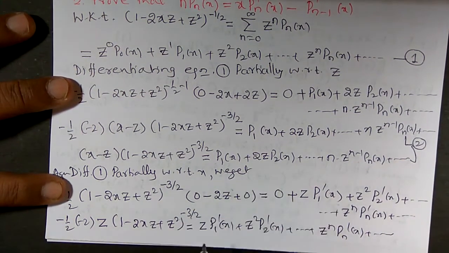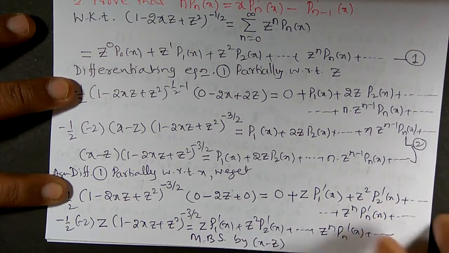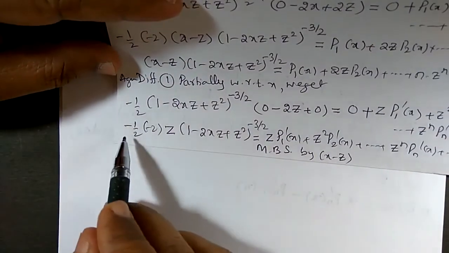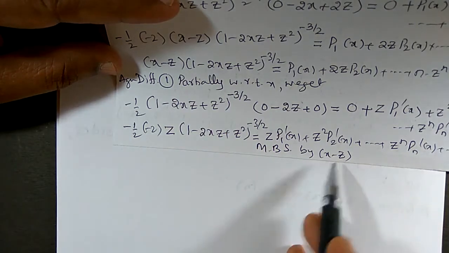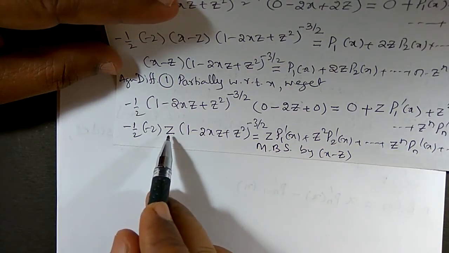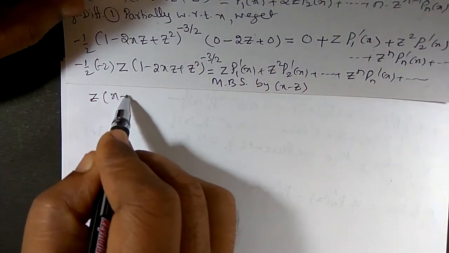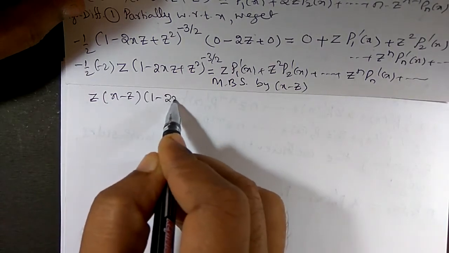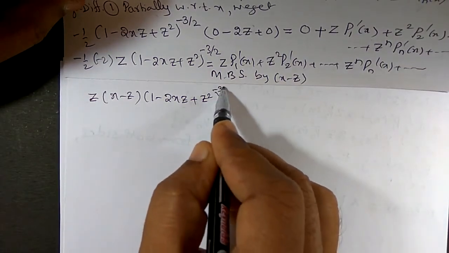So now I want to multiply both sides by x minus z. On the left hand side as well as the right hand side I have to multiply. So what is the left hand side? Here minus into minus becomes a plus, and 2 cancels with 2. I am going to multiply both sides by x minus z, and z remains as it is. It means I will get z into (x minus z)(1 minus 2xz plus z square) raised to minus 3 by 2.